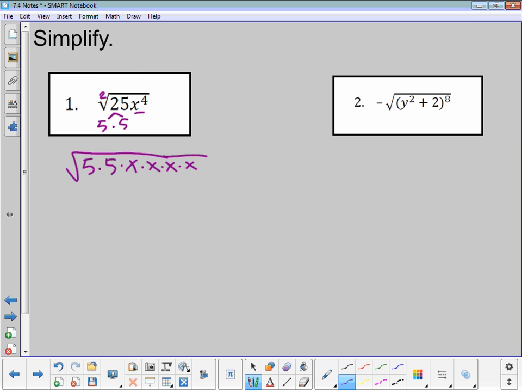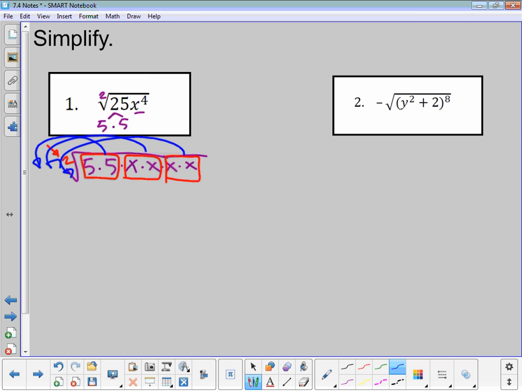Now, I know that if I'm looking at the square root of 25 or the square root of 5 times 5 and I have an index of 2, that index of 2 tells me that I'm looking for any pairs of 2 things that I have underneath the radical. So I have a pair of 5s, I have a pair of x's, I have another pair of x's. All of those things are going to come outside of the radical.